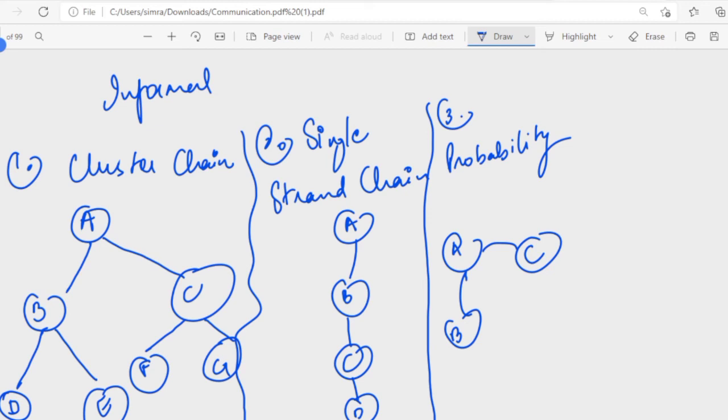But C is a very clever friend. He likes this gossip, and he likes to add more mirch masala and tell it to some other person. So what is C going to do? C will tell this gossip to D. Then D is again going to say it to E, and D is also going to say it to F.